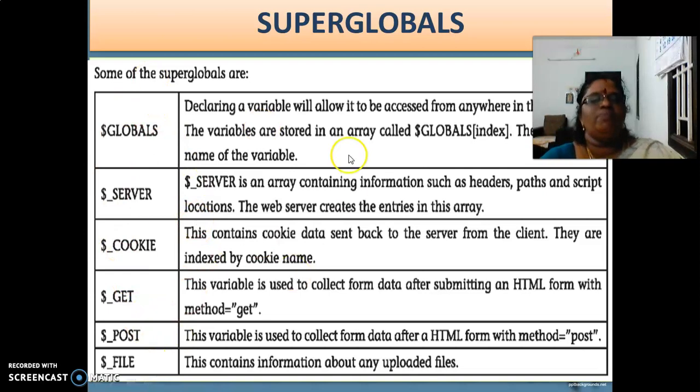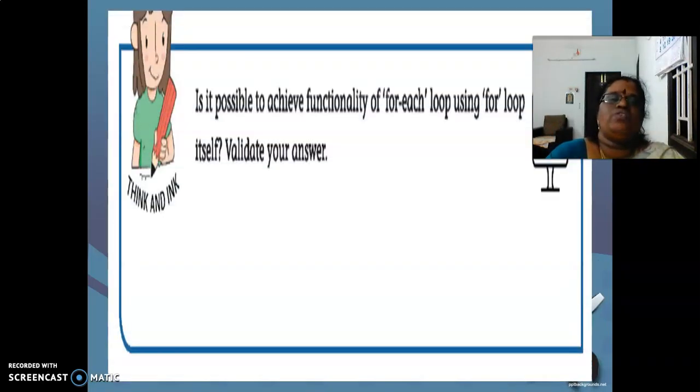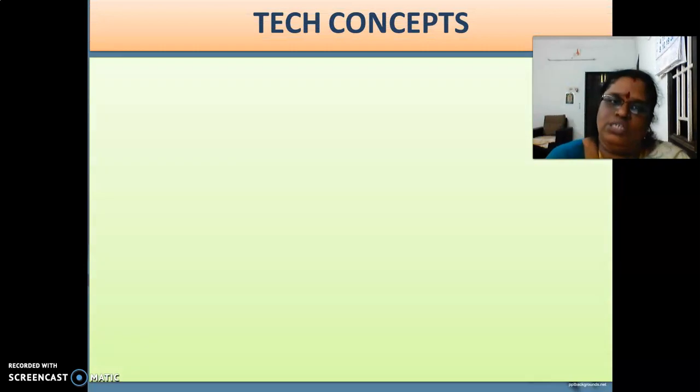These are the variables which are like an array. They will be saved in an array. Got it, children? Yes? The next one is: is it possible to achieve the functionality of a for loop using a for loop itself? Validate your answer. You check it. I'll give the answer in the next class. Yes? The next one is tech concept.